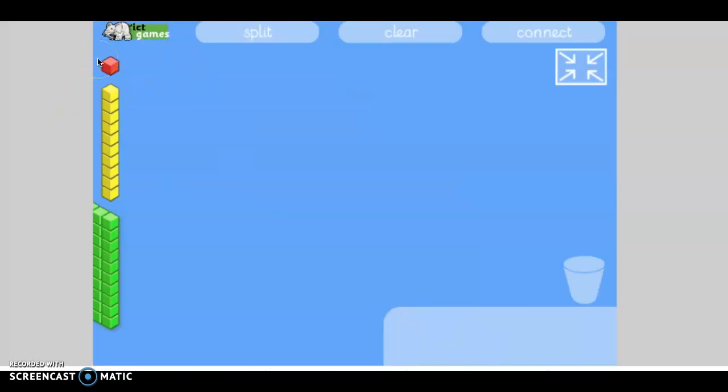Hi, so this is a teaching tool from ICT Games that I use all of the time. It's a great way to model both place value and regrouping. Let's say we were working through the problem 32 minus 17. I could show 32.